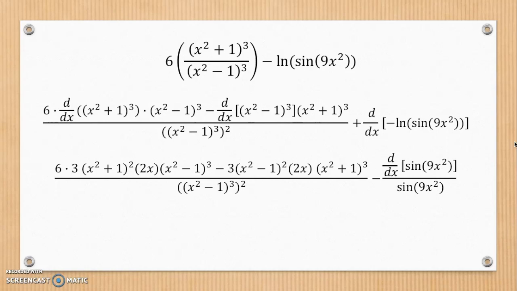We are going to be left with 6 times 3 times (x squared plus 1) squared times 2x times (x squared minus 1) to the third power, minus 3 times (x squared minus 1) squared times 2x times (x squared plus 1) to the third power, over ((x squared minus 1) to the third power) squared, minus d/dx of sine of 9x squared over sine of 9x squared.